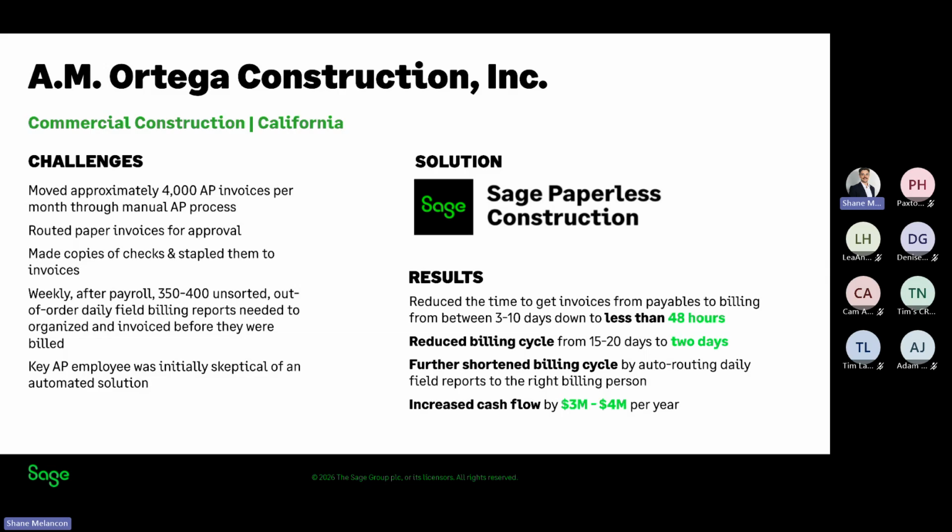So a key employee was initially skeptical of an automation solution. So introducing Sage Paperless Construction, they brought that on. Some of the results they experienced: reduced the time to get invoices from payables to billing from between 3 to 10 days down to less than 48 hours. They were able to reduce their billing cycle from 15 to 20 days down to 2 days. Significant improvements here. They further shortened the billing cycle by auto routing daily field reports to the right billing person, and increased cash flow by 3 to 4 million per year.